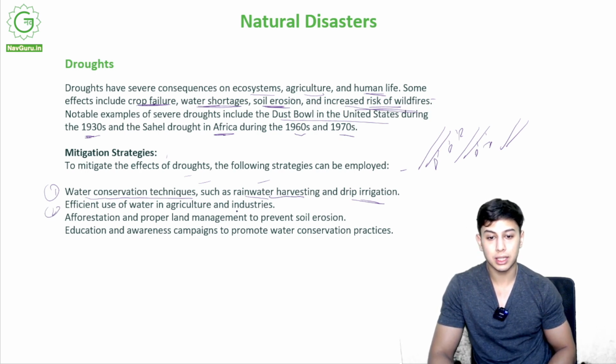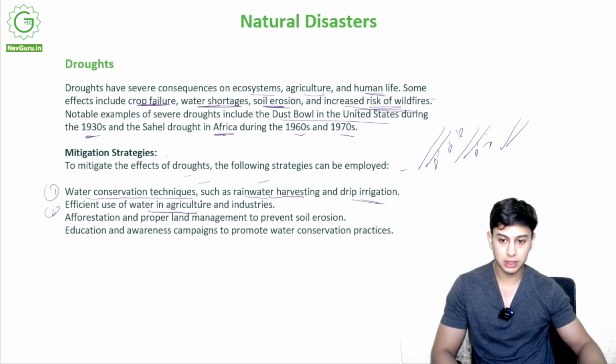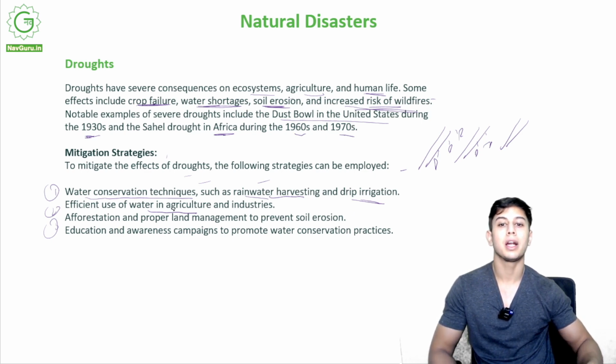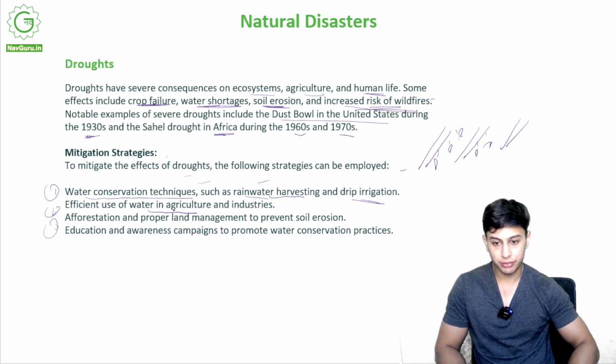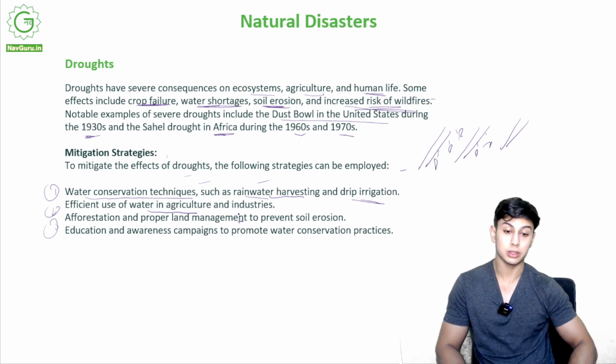Next is efficient use of water in agriculture and industry. Efficient means I use only as much as is necessary. I do not waste it. Then, afforestation and proper land management to prevent soil erosion. Afforestation means planting more trees in areas where a lot of trees have been cut, and planting more trees elsewhere. Proper land management means I do not excessively use one piece of land and not the other, to prevent soil erosion.